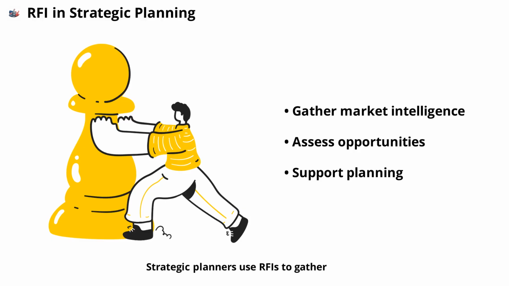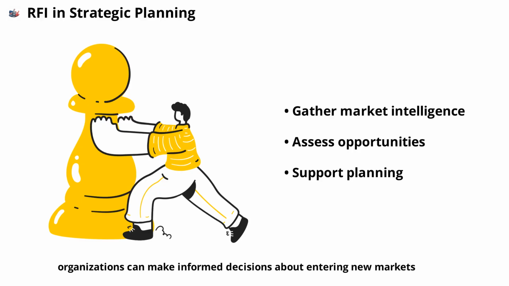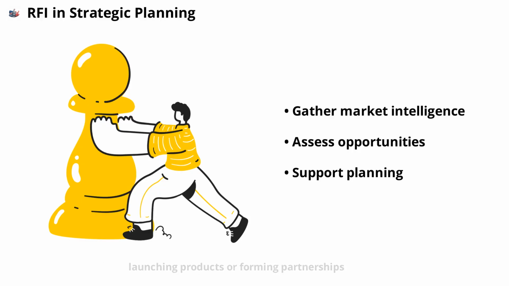Strategic planners use RFIs to gather market intelligence and assess new opportunities. By collecting information from various sources, organizations can make informed decisions about entering new markets, launching products, or forming partnerships.